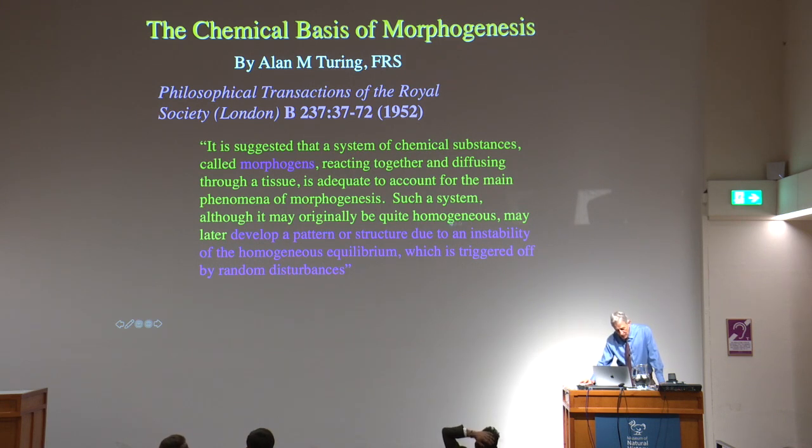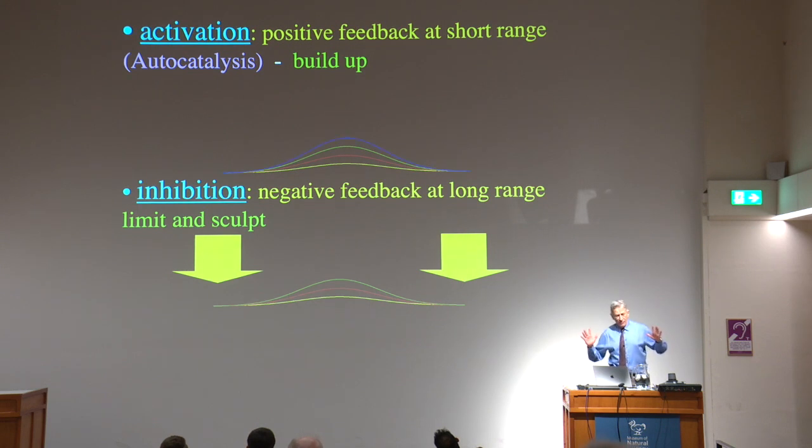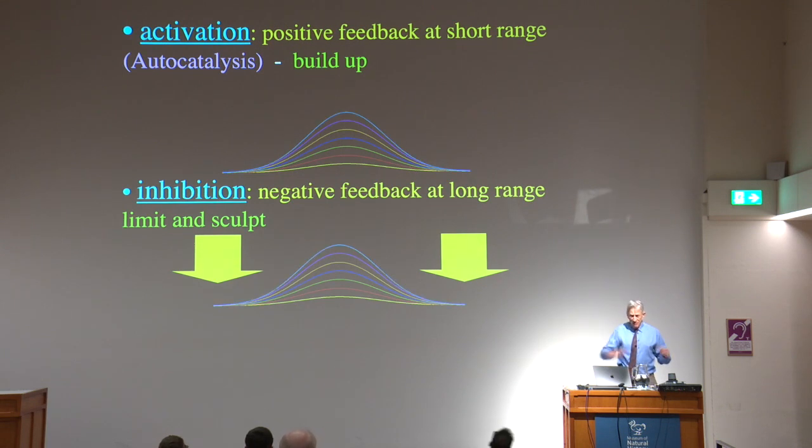Now look at what he says here. Such a system, although it may originally be quite homogeneous, may develop a pattern or structure due to an instability of the homogeneous equilibrium. In other words, the equilibrium is unstable and the system will go into spatial oscillations. What is his model? It requires two things. It requires short-range activation, positive feedback, and long-range negative feedback.